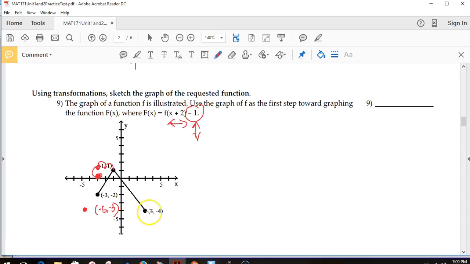So I'm going to take my x part of my coordinate and subtract 2. So I'm going to come over here to the 1 for the 3, -4, and then go down 1 for my y part of my coordinate, and then I could just go ahead and connect the dots. And the red version of my graph is f of x plus 2 minus 1.